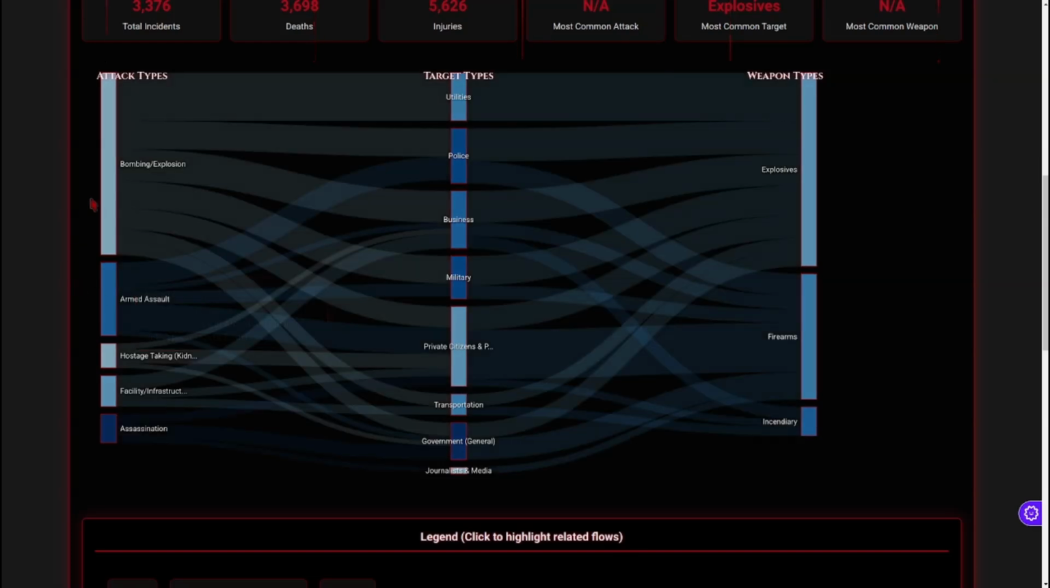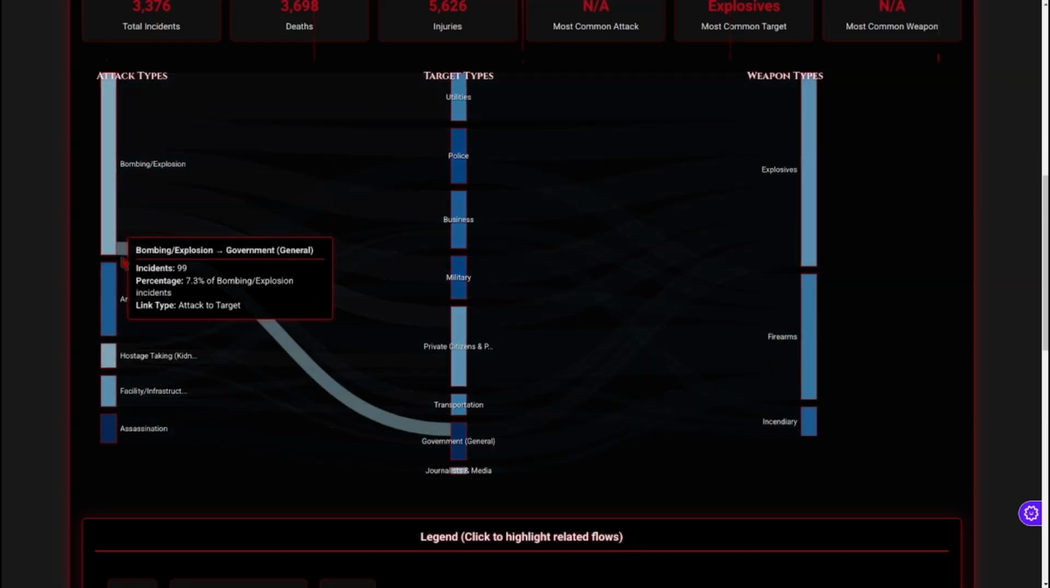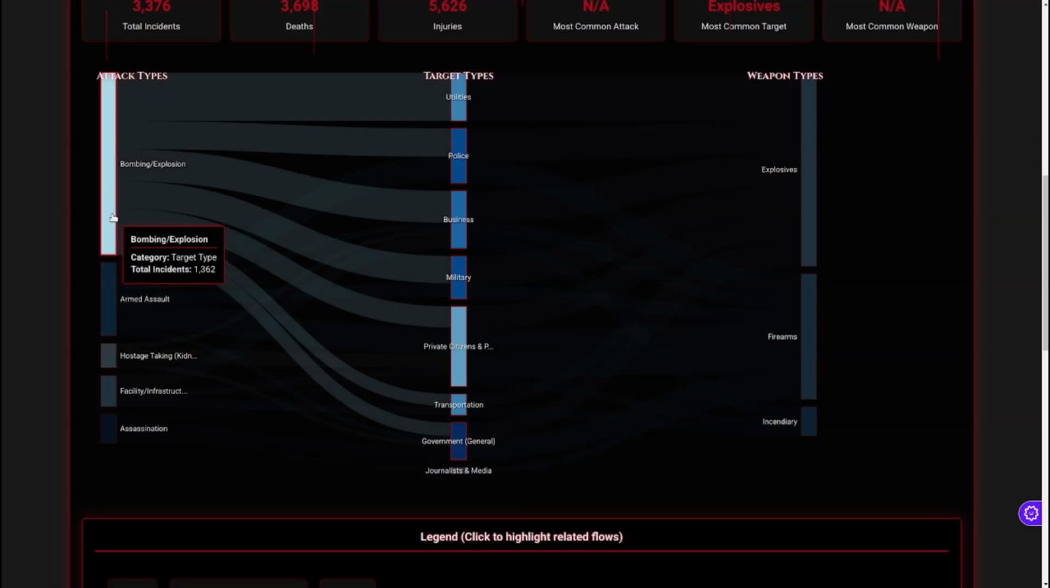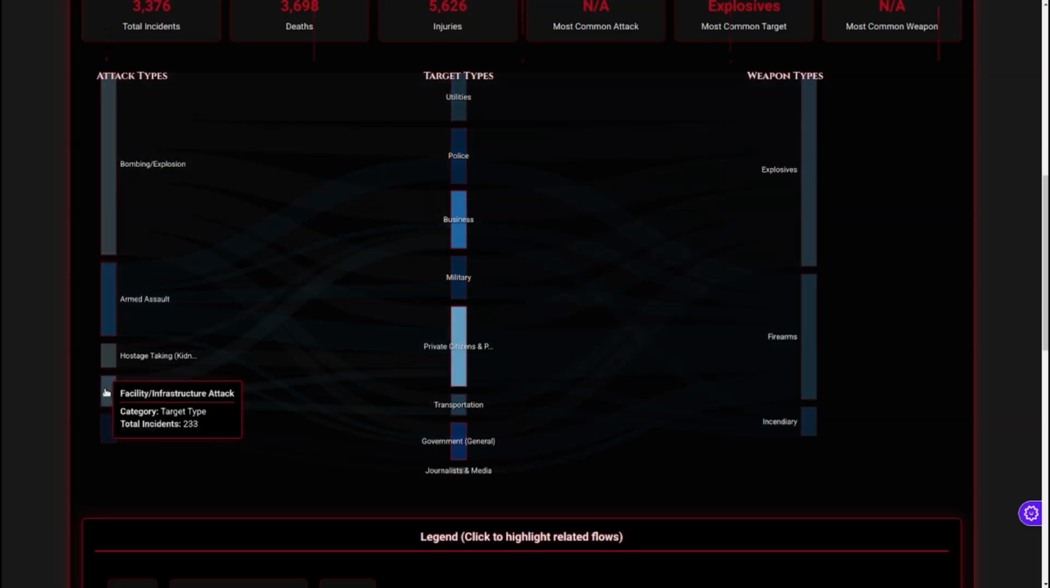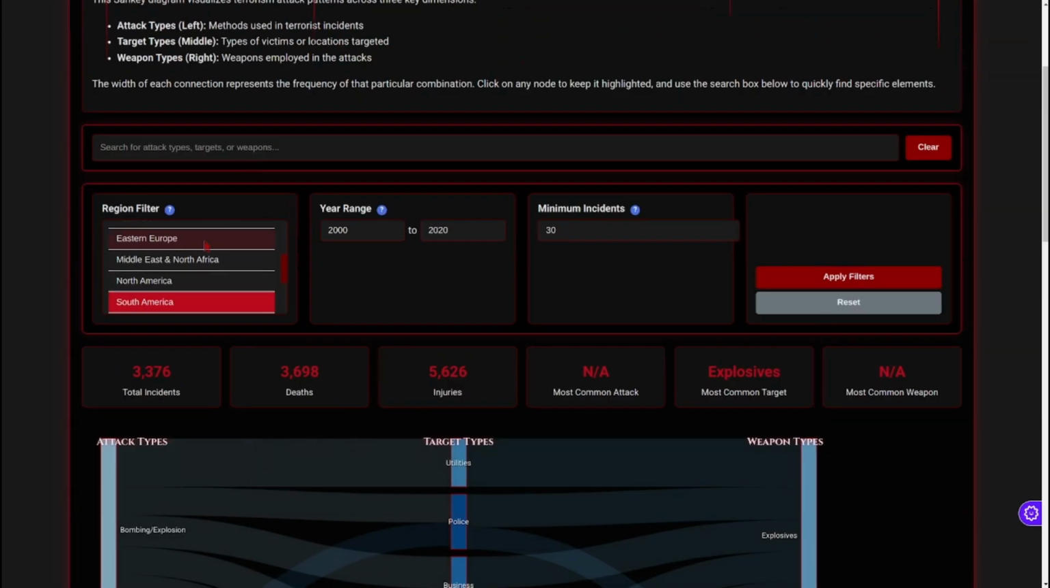The width of each connection indicates frequency. For instance, bombings and explosions account for about 50% of all attacks, while armed assaults made up around 25%. Filters allow you to narrow your view by region or time period for a more detailed analysis.